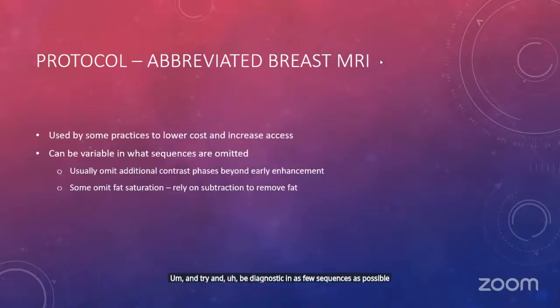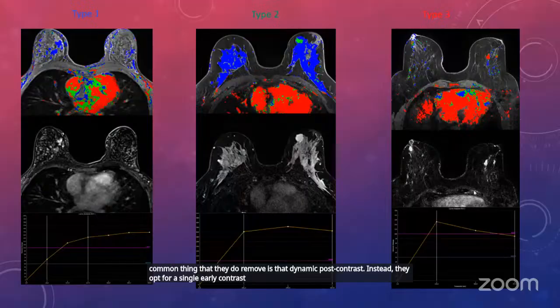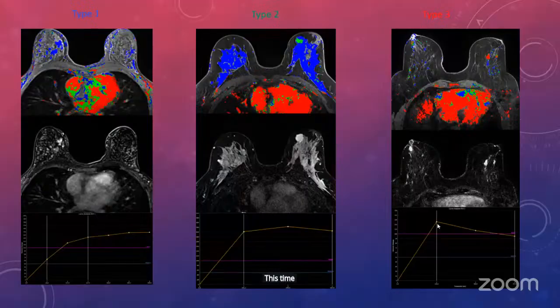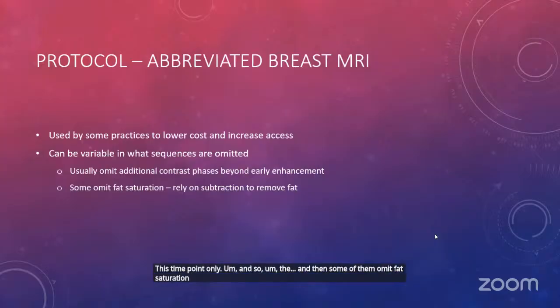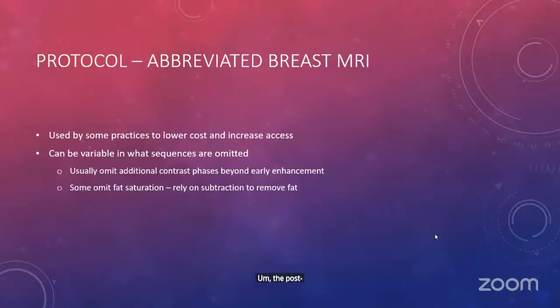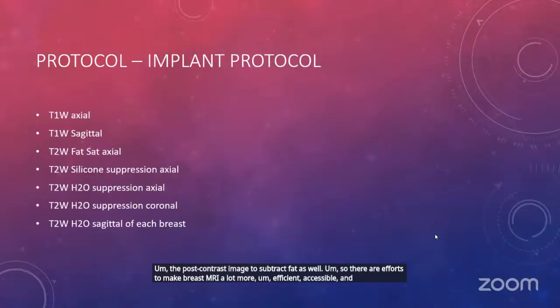The most common thing that they do remove is that dynamic post-contrast. Instead, they opt for a single early contrast, so you're looking for this time point only. And then some of them omit fat saturation and just use the post-contrast image to subtract fat as well. So there are efforts to make breast MRI a lot more efficient, accessible, and affordable to patients.